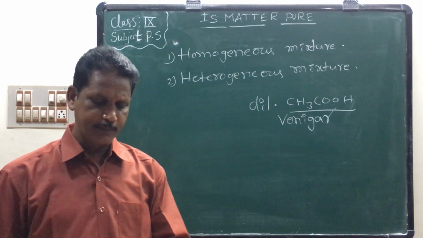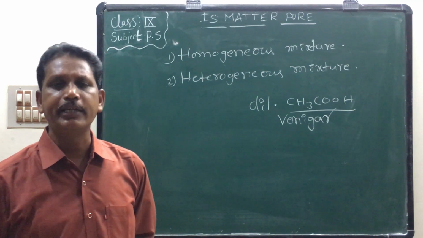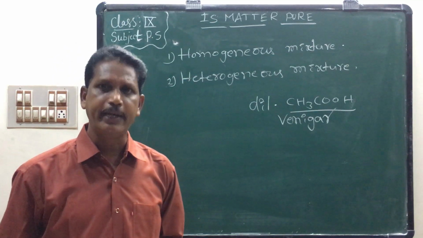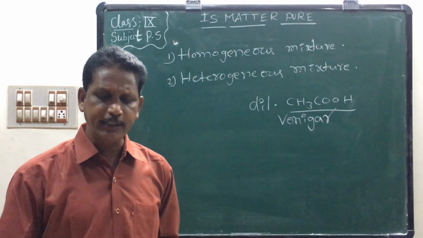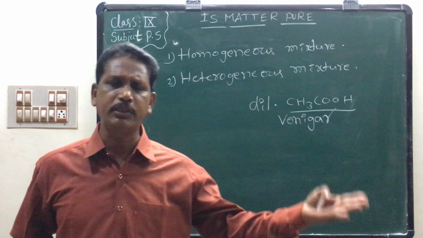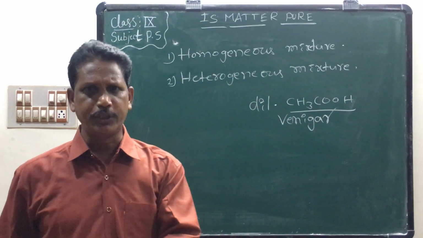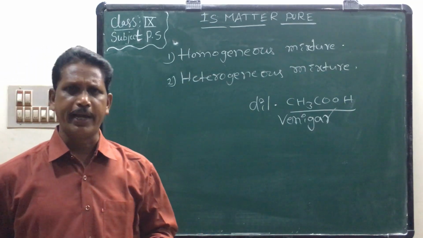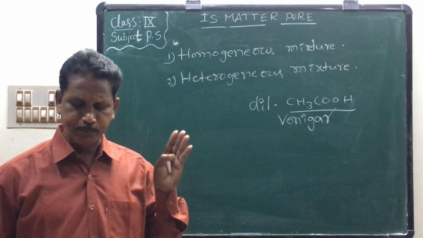Some more examples of heterogeneous mixtures. Kerosene. We add salt in kerosene. Salt does not dissolve in kerosene. It is a heterogeneous mixture. A heterogeneous mixture is a mixture made up of different substances. One substance is an ionic compound, another substance is a covalent substance. An ionic compound does not dissolve in a covalent substance. This mixture is called a heterogeneous mixture.